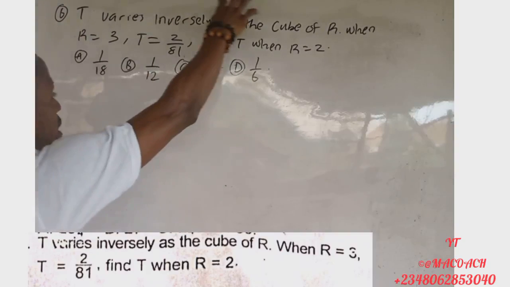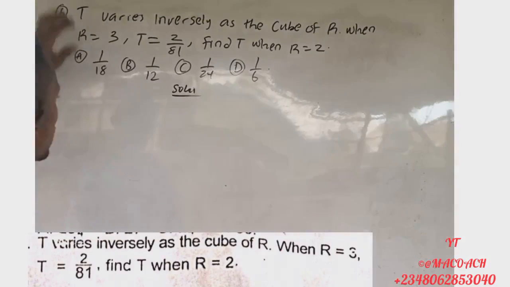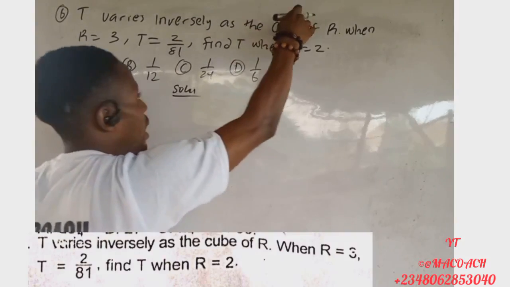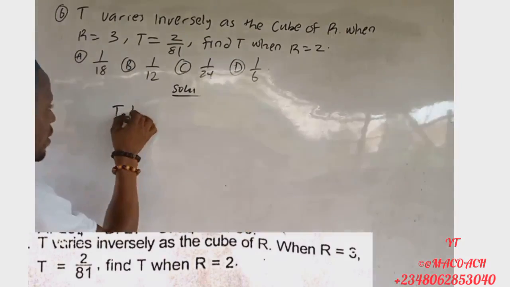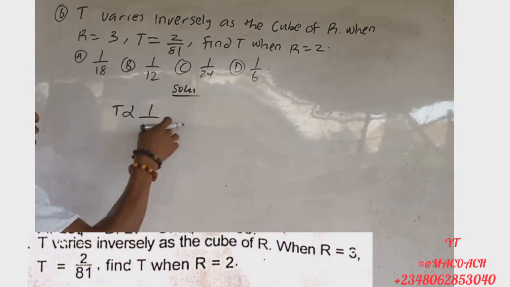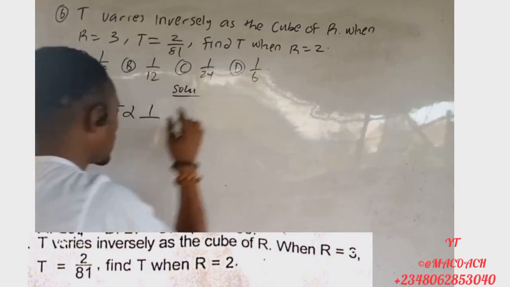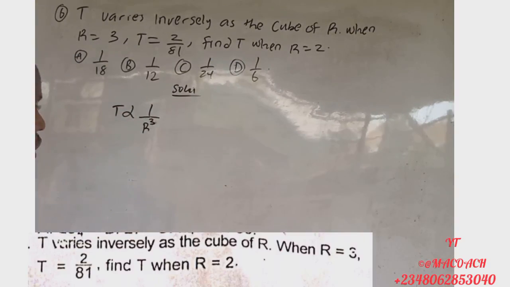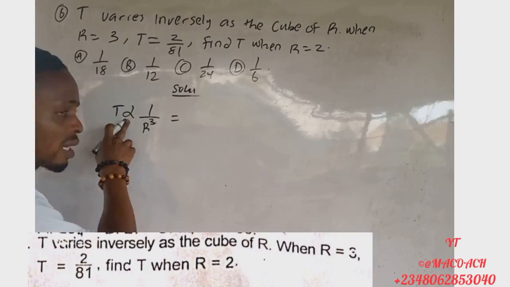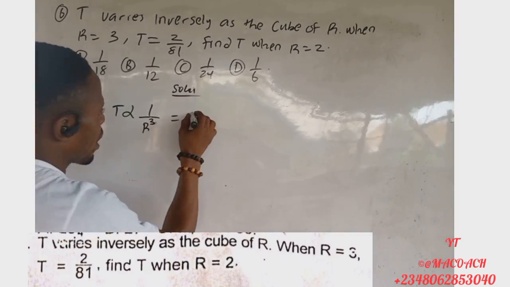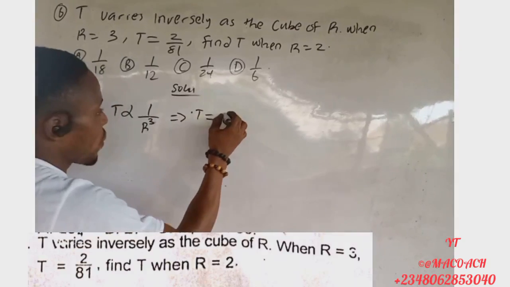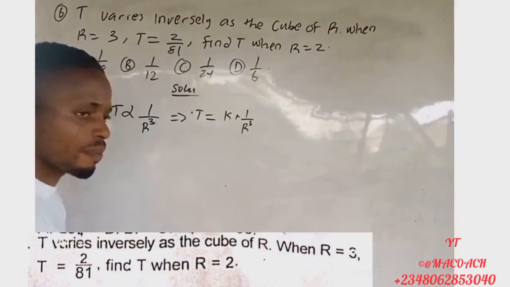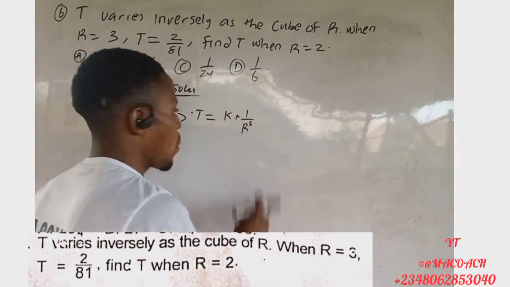So let us first interpret this first statement here. It said t varies inversely as the cube of r. So t is inversely proportional to 1 over the cube of r, that is, r raised to power 3. So now, therefore, this proportionality has a constant, which is k. So now we have t equal to k multiplied by 1 over r raised to power 3. Okay, now k times 1 we have k.